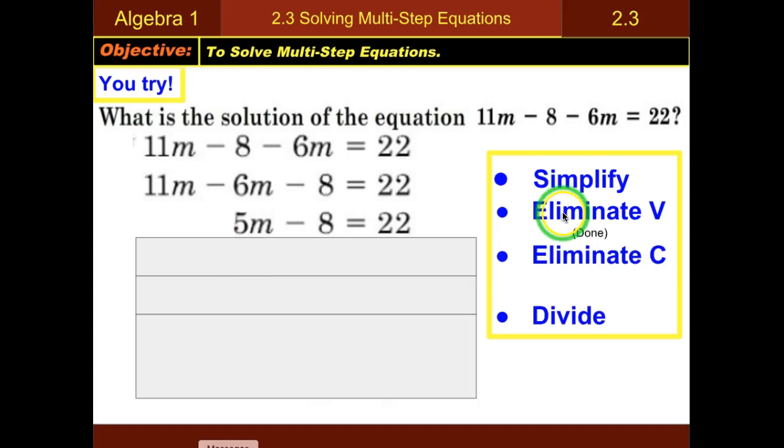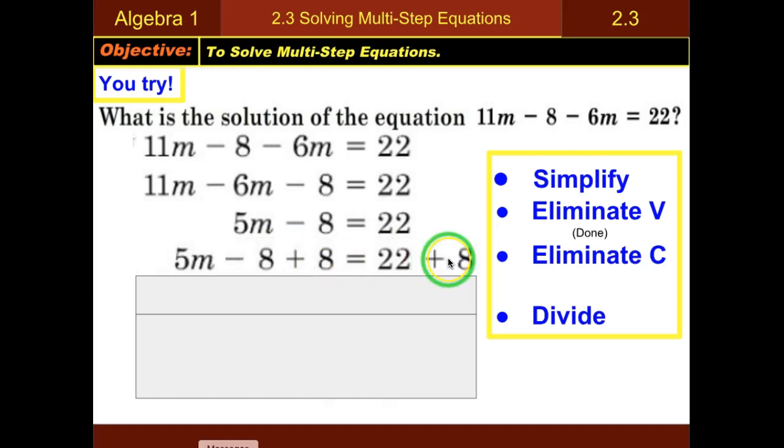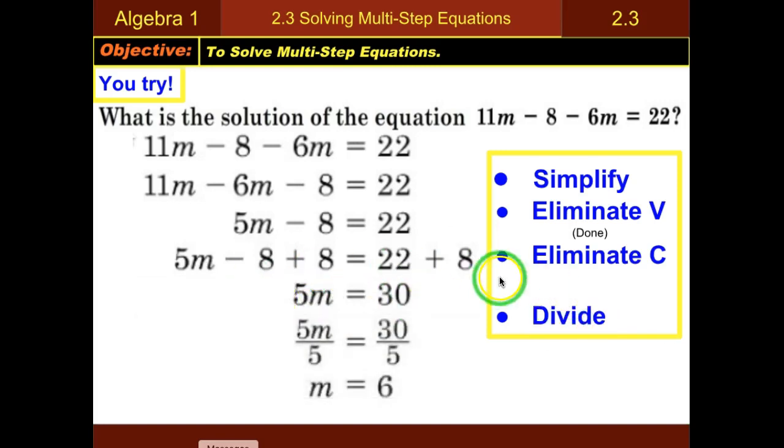Then it says eliminate the variable on one side. Well, that's already done. There's no variable over here. And then eliminate the constant on the side with the variable. So to get rid of a minus 8, I'm going to add 8, and I have to do that to both sides to balance it out. And then my last step is to divide, which you can see this is multiplication of 5, so we'll want to divide by 5 to take care of that.